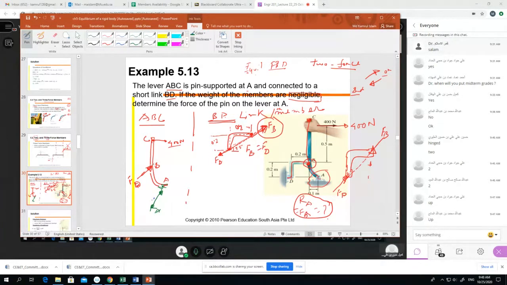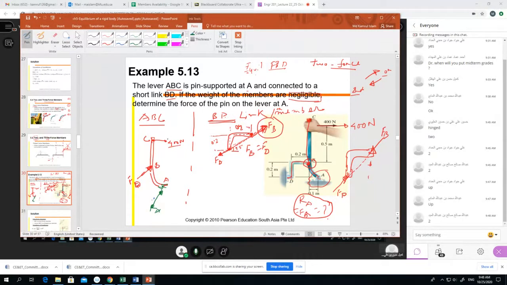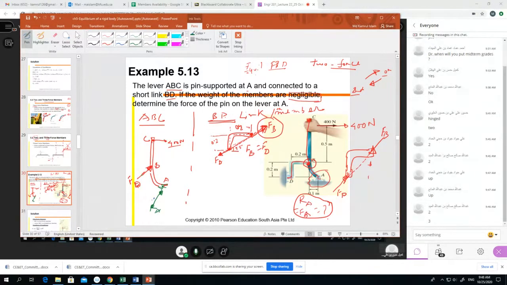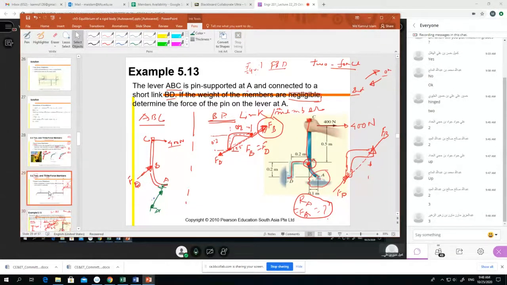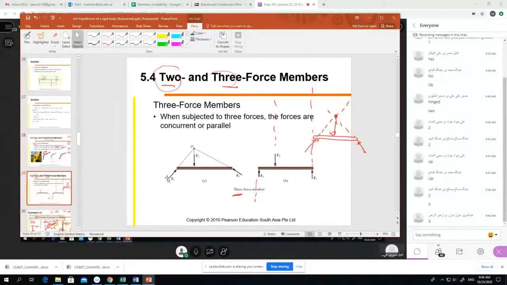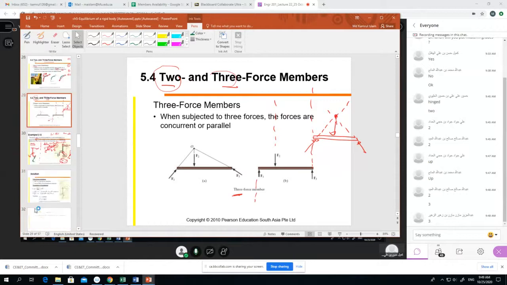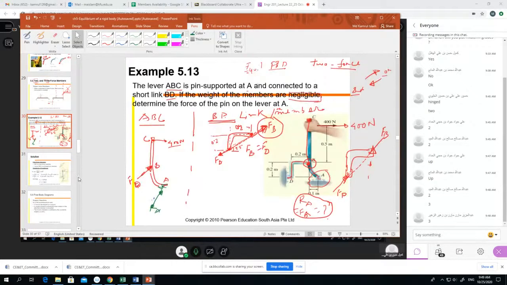Right? Now you see how many forces we have here. Tell me, how many forces do we have here in member ABC? Why 2? I see 3: the 400, FD, and yes, RA. Now we just learned the three-force member. If three forces somewhere coincide, then it is a three-force member. Let's see our case. What is happening?